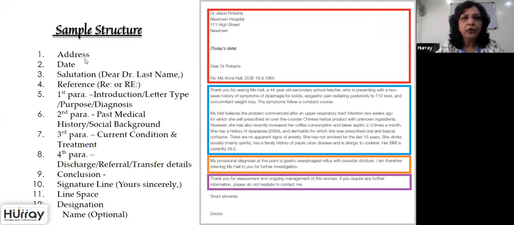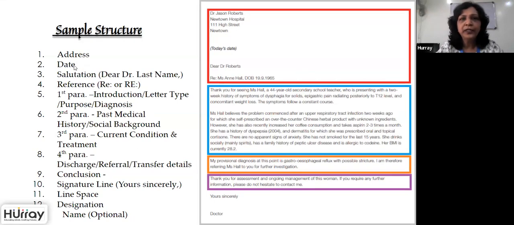On the top left corner, you always have to write the address and the date. Or you could also write the date first, followed by the address. The date should always be the current date. That means on the exam, you have to write the date of your exam and not any date which is given in the case notes.